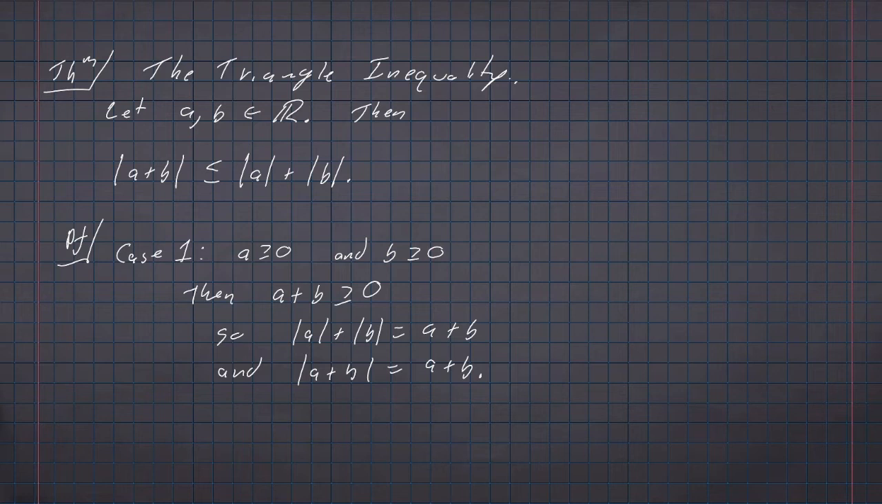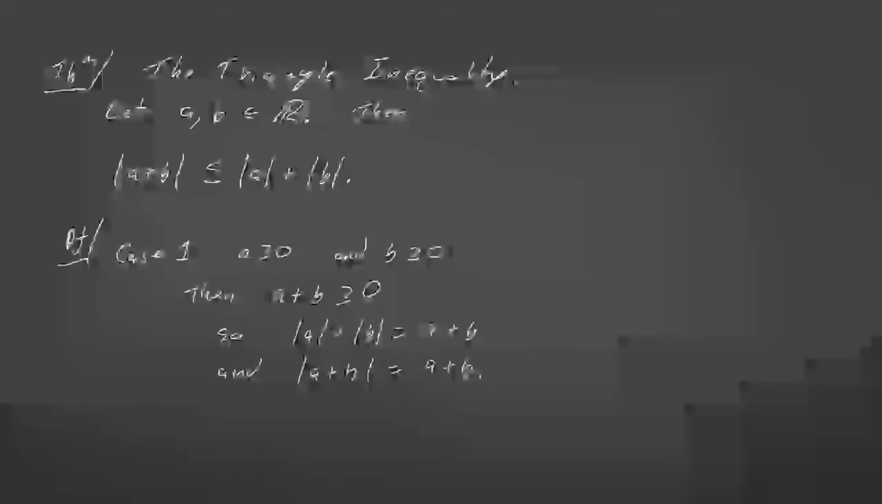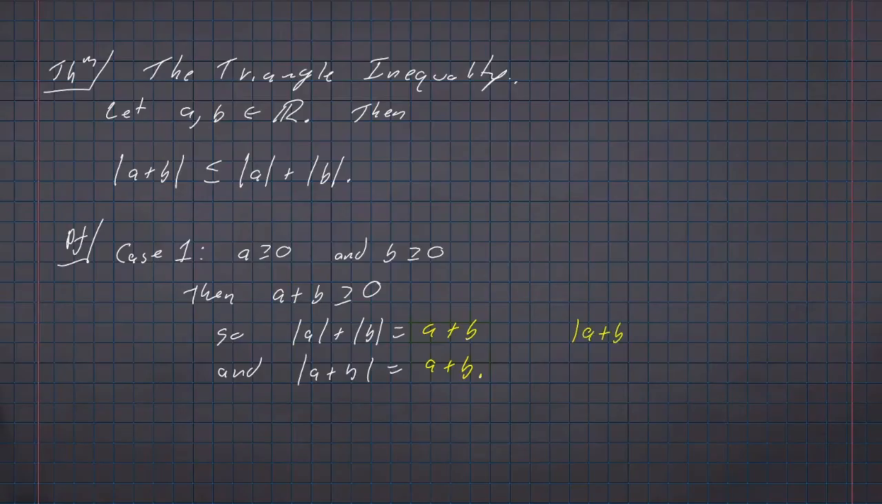Absolute value of A is A, absolute value of B is B, and absolute value of A plus B is A plus B. And then finally, by the transitive property of equality, if absolute value of A plus absolute value of B is A plus B, and absolute value of A plus B is A plus B, the only way that works out is if the left-hand sides of those two equations are the same. We get the result that the theorem promised.